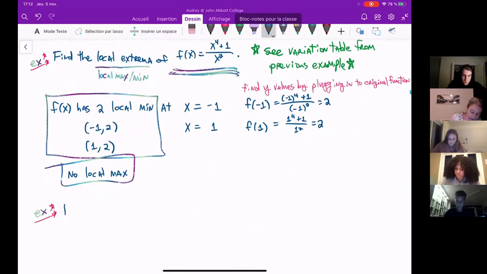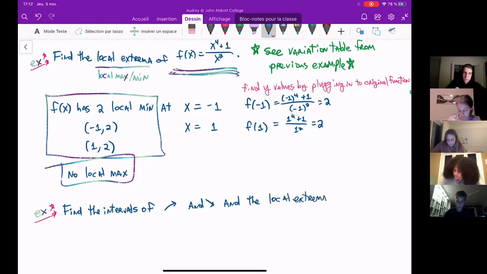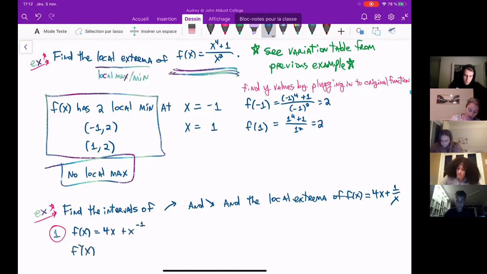Hopefully. So we want to find the intervals of increase and decrease and the local extrema of f of x equals 4x plus 1 over x. My step 1 is to find my derivative. I'm going to rewrite this as 4x plus x to the negative 1, so that f prime of x is equal to 4 minus x to the negative 2, or 4 minus 1 over x squared.